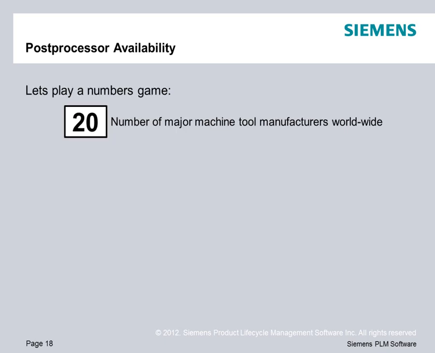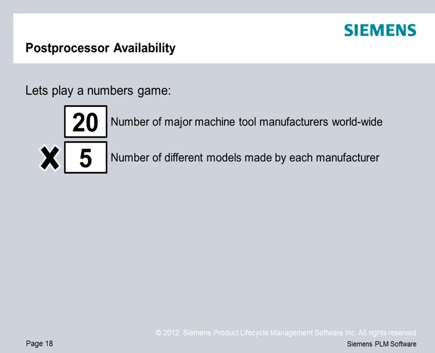Let's play a little numbers game. Let's say that there's 20 major machine tool manufacturers worldwide. There's actually more than that, but we'll say 20 just to make it a nice round number. And let's say that each year, each of those manufacturers develops and sells 5 different models. Now, some of these are revisions from previous year's models, and some manufacturers sell more, some sell less. But let's say on average that of those 20, there's 5 different models that they make.